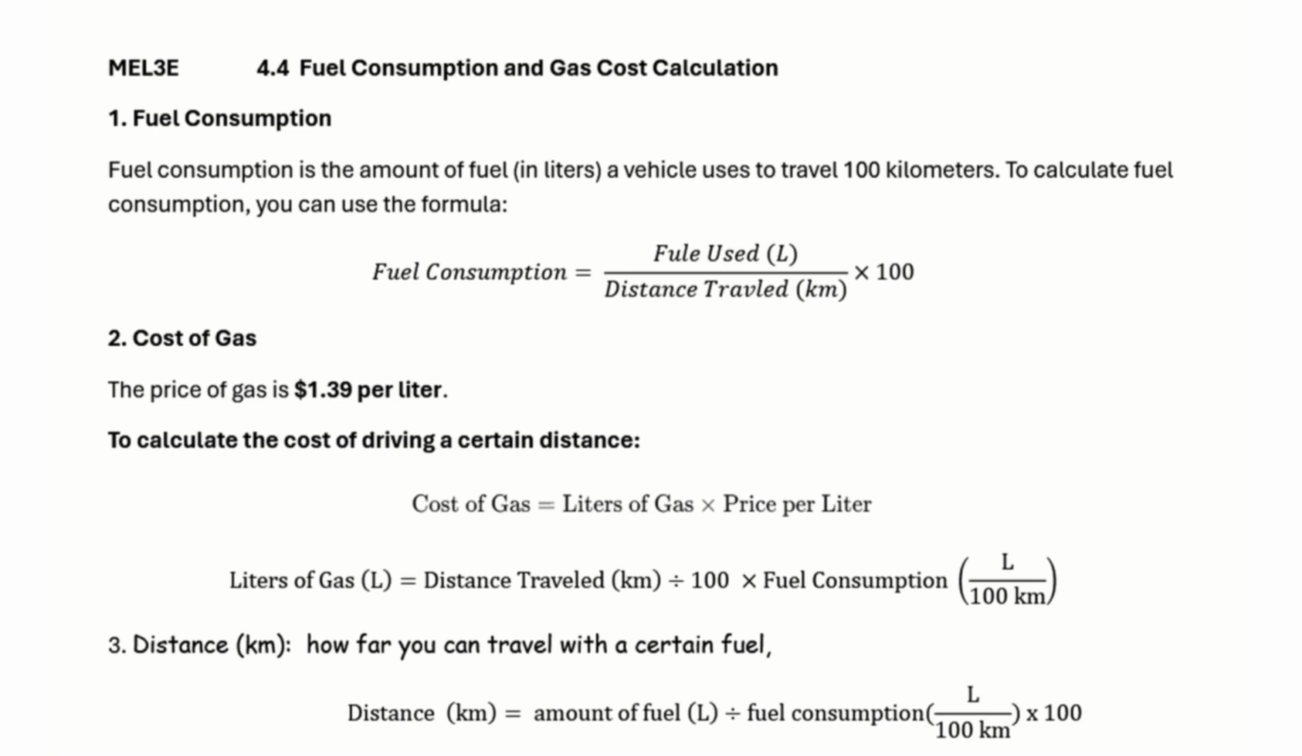In this lesson, we are going to cover fuel consumption and gas cost calculation. Fuel consumption is the amount of liters that a vehicle uses to travel 100 kilometers. To calculate fuel consumption, we could use the fuel used in liters divided by the distance traveled, then times 100.